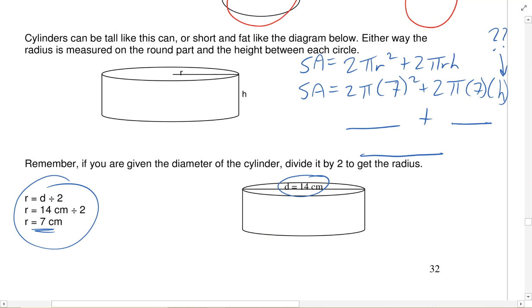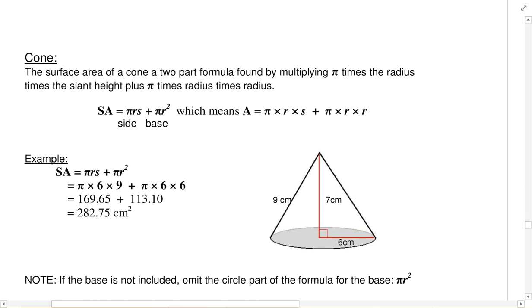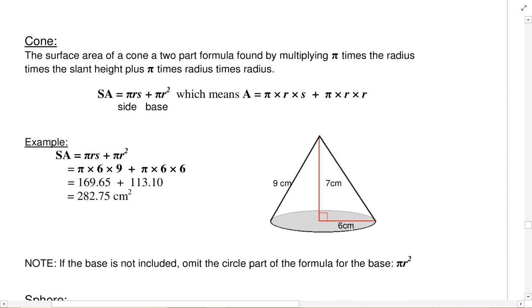Okay. Going on then, we have a cone. So a cone is pi r s, that's the side, plus pi r squared, which is the base. And that base is a circle. Sometimes we don't include the circle depending on whether the circle is present or not. So the base and the height join at 90 degrees. Okay, so the height and the radius join at 90. s equals your slant height.